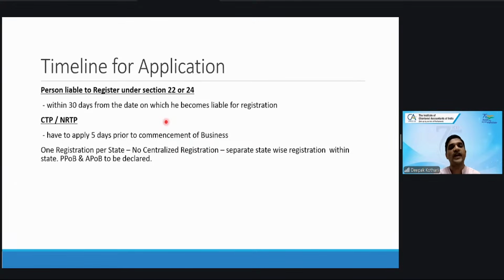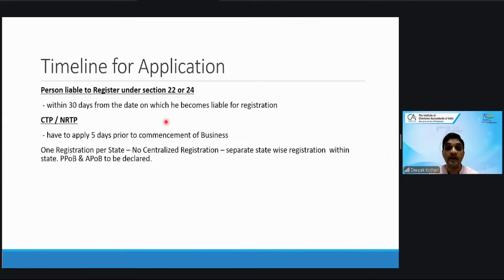Okay. And a casual taxable person or a non-resident taxable person, they are special people, right? They have to take registration in advance. So a regular businessman, once he's liable to register, gets 30 days from the date when he is liable for registration.